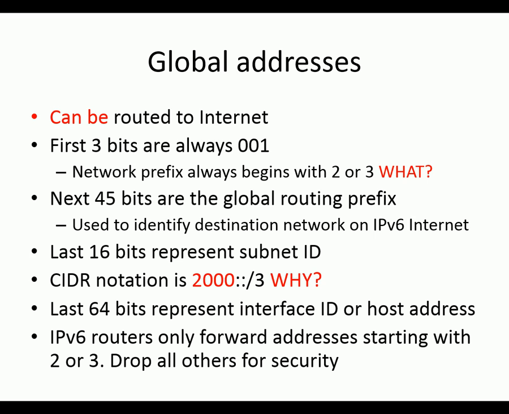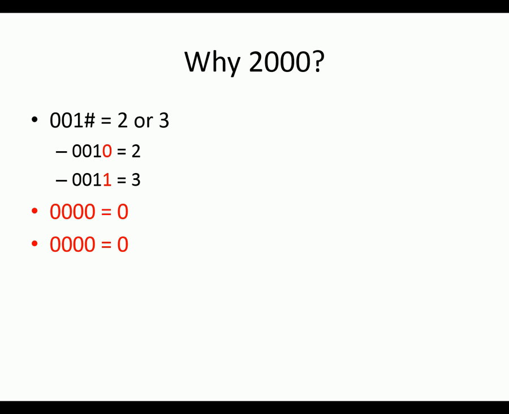So why is there a CIDR notation that way? If we have 001, it's actually missing a 4th digit. So if we were to put a 0 in there, we'd end up with a 2.